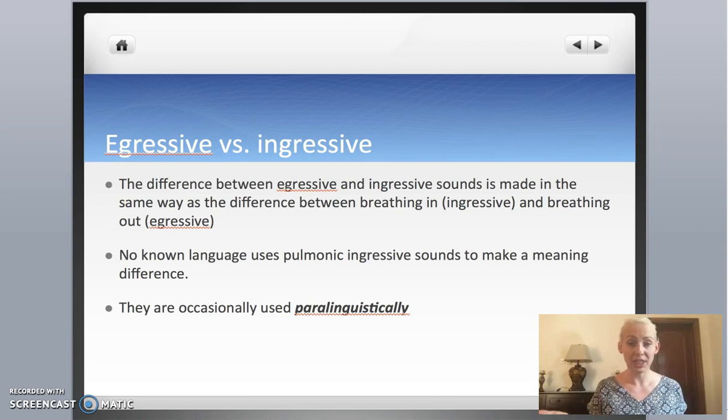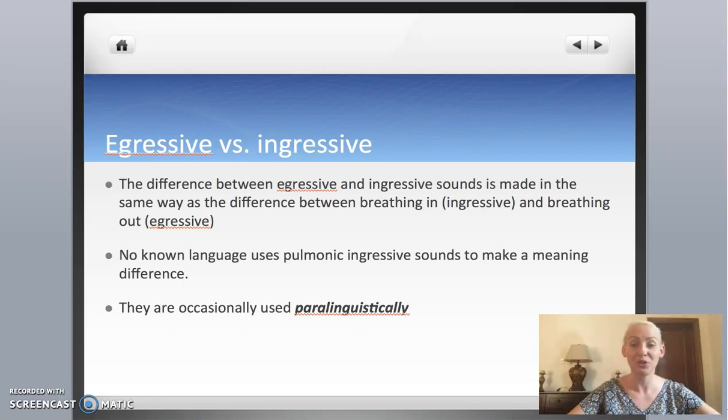But I also mentioned that you could make sounds using ingressive airstream, that is, the air coming inside the lungs. When we expand the lungs, the air from the higher pressure area outside rushes in. So if you try to do that, it will sound like this. So the pulmonic egressive airstream will be "ah", but ingressive will be "ah".